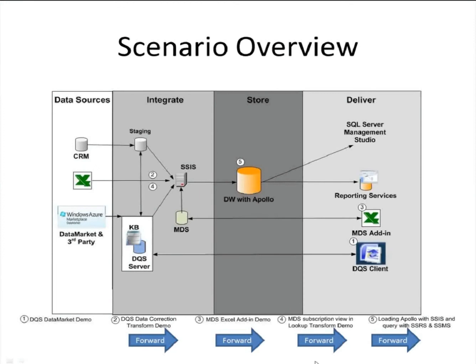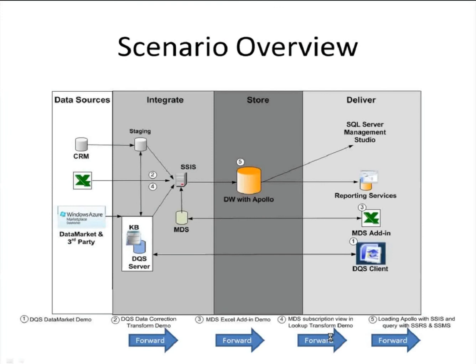The fourth demo focuses on really taking the data out of this staging area and out of this Excel source and putting it into Integration Services and utilizing the lookup that was created, or the mapping that was created in the previous example in the Excel add-in, to merge the data from these two sources together.